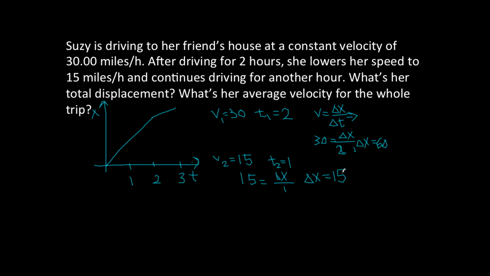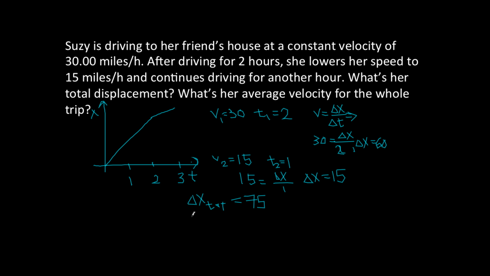So let's find her total displacement. And since it's all in the positive direction, you just add up the 2 delta x's. So her total displacement, delta x total, is equal to 75. And to find the average velocity for her whole trip, you just take delta x and divide it by t. So 75 divided by t, which is 3 hours. So velocity is 25 miles per hour.